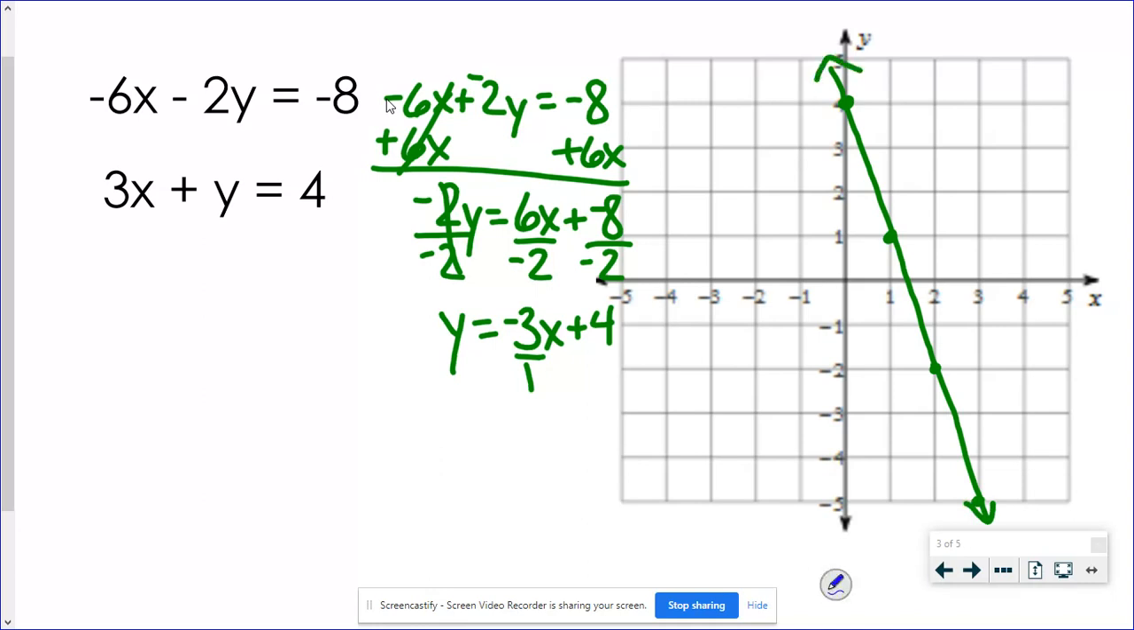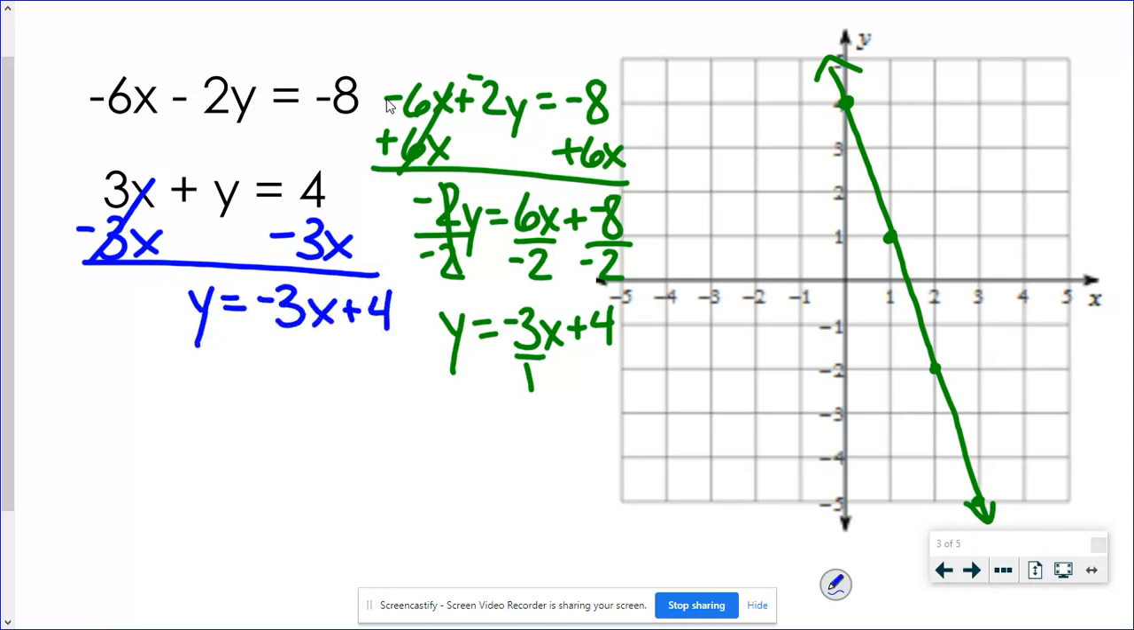Now, for my second equation, I'm going to subtract the 3x. And I get that y equals negative 3x plus 4, which is interesting because it's exactly the same line. If I would graph this line, it would go right on top of that green line. They're the same line. Now remember, every single point that was on that first line that I graphed is a solution for that equation. Every single point for that second line is also a solution for that equation.